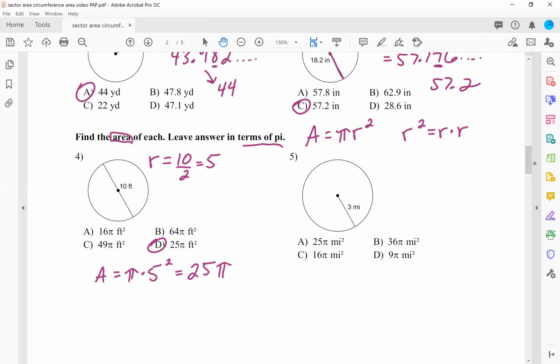Okay, here again we've got find the area, but this time they give us our radius. So area is pi times, and my radius is 3, so 3 squared. So 9 pi. Okay, 9 pi.